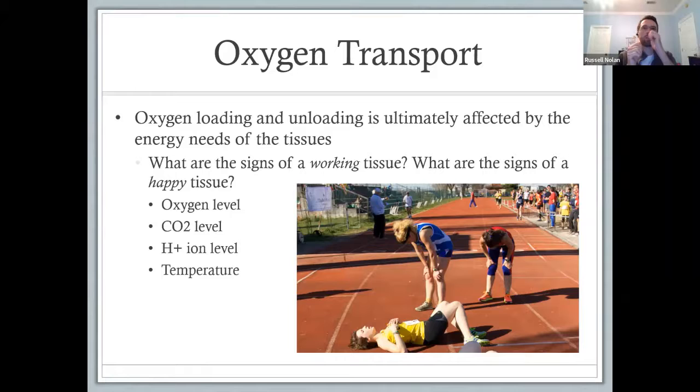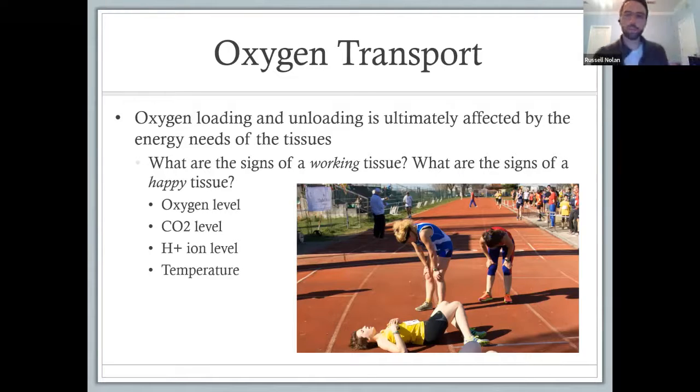So if you are an oxygen-hemoglobin loaded, packed full of oxygen, you're going to be floating through the body down the bloodstream looking for tissues that have a low oxygen level, a high CO2 level, a high hydrogen ion level, and a high temperature. So when you come into contact with a tissue with those conditions, you are going to be more than happy to unload all of your oxygen. If you come to a tissue that has the opposite of that, high oxygen, low CO2, low hydrogen, low temperature, well, you're going to hold on to it because you don't really need it.